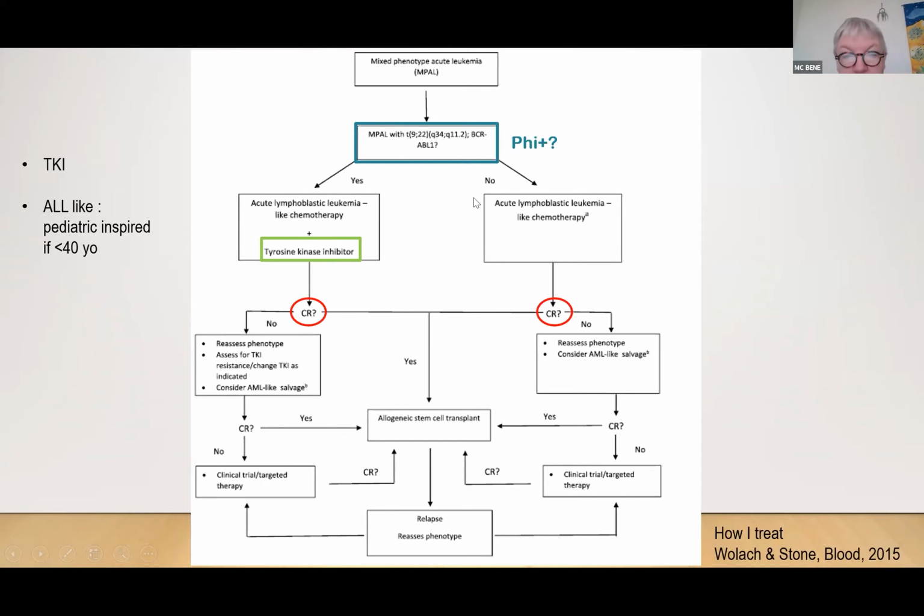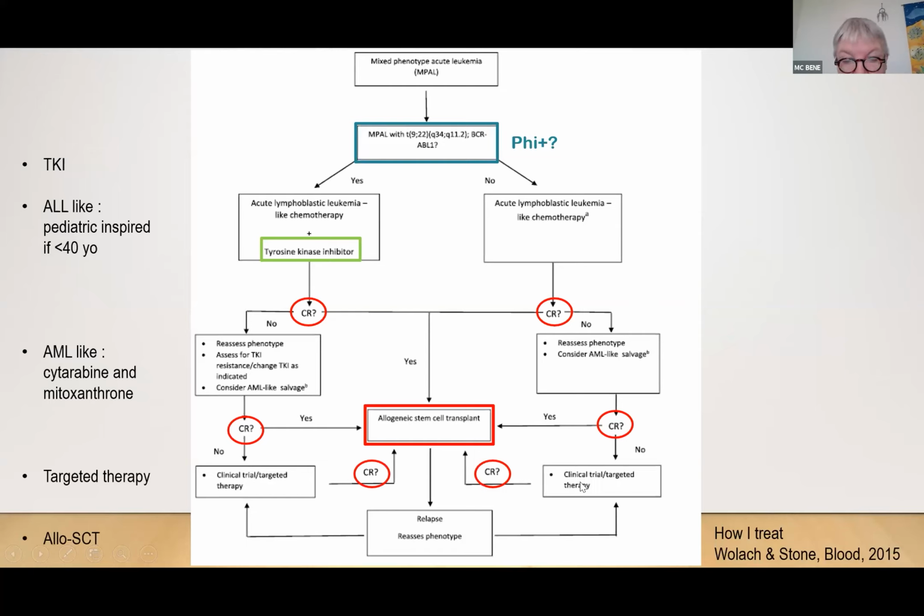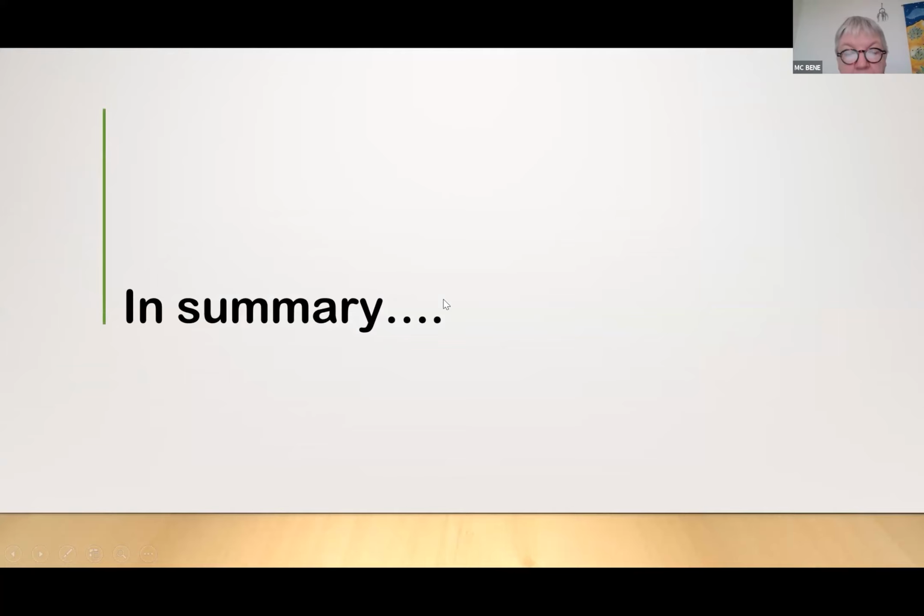block the kinase. Then if the patient doesn't reach complete remission, you would use an AML-like regimen with cytarabine and mitoxantrone, for instance. You will have to reassess the phenotype and you will consider this AML salvage. If the patient doesn't reach CR, then you will try a clinical trial or targeted therapy. And if it doesn't work, you go to allogeneic stem cell transplant. That's going to be the case for most of the patients, although there are now a few reports of patients who didn't need allogeneic stem cell transplantation, especially for the cases with Philadelphia chromosome, where the tyrosine kinase inhibitor was efficient.